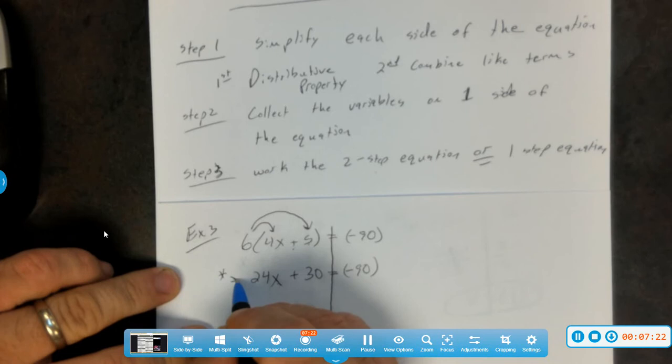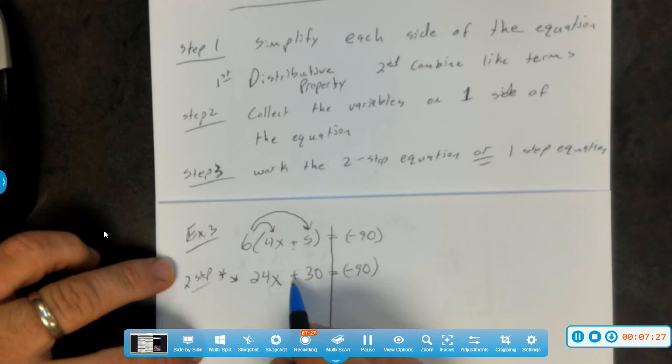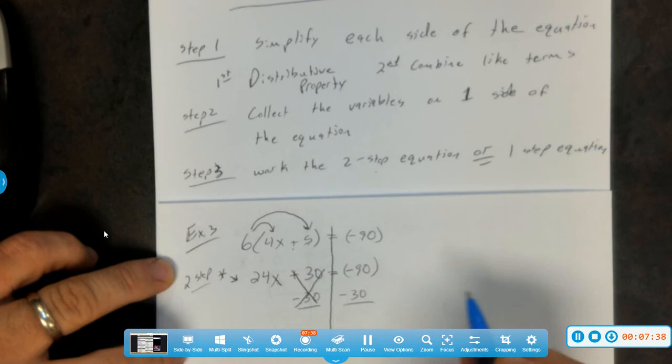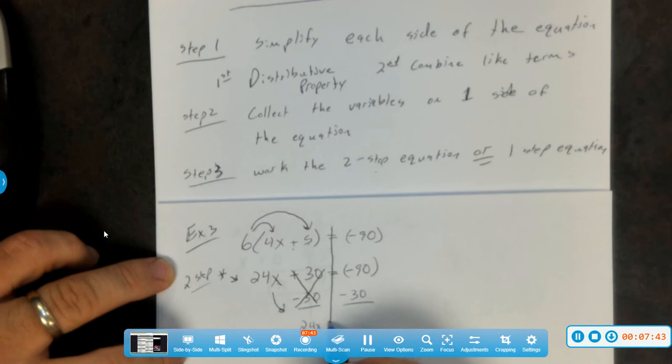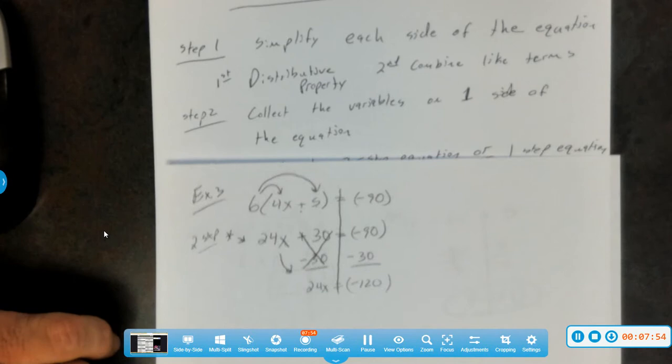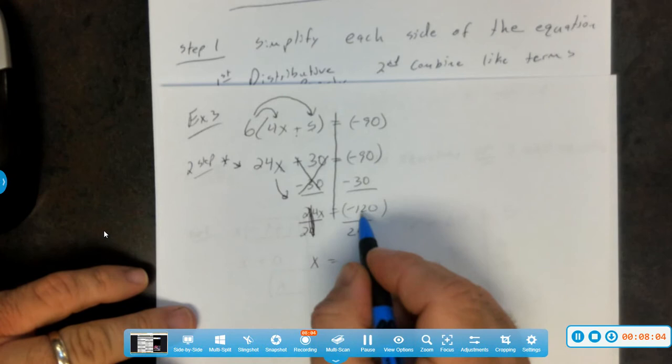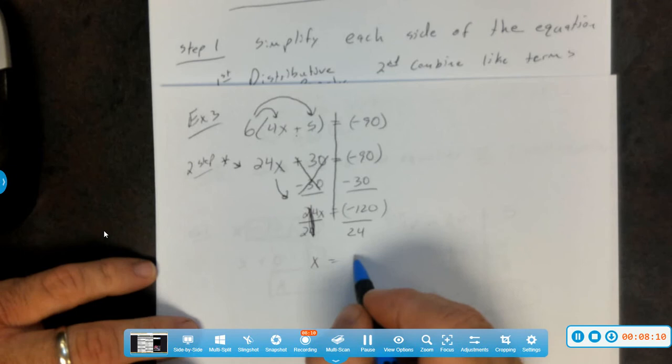So now, at this point right here, this is a two-step equation. So the first thing we're going to do is undo this addition. So instead of adding, we're going to subtract. 30 minus 30 is 0, so we can x those out, bringing down the 24x. Negative 90 minus 30 is negative 120. Now the final step is to divide by 24 on both sides. What you do on the left, you do on the right. 24 divided by 24 is 1, leaving us with x. And negative 120 divided by 24, 120 divided by 24 is 5. And a negative divided by a positive is a negative.